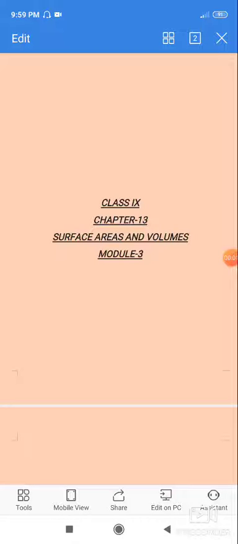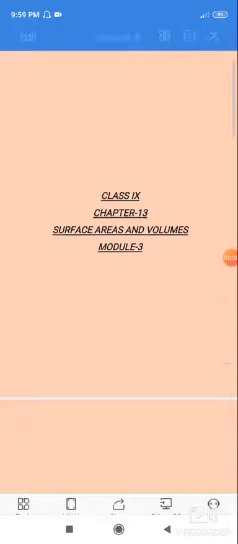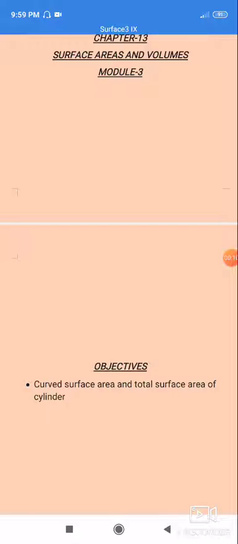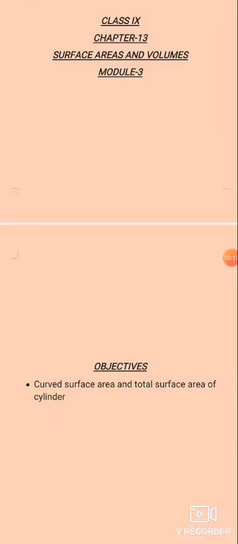Class 9, Chapter 13, Surface Areas and Volumes, Module 3. Objectives. In this module, you will learn about curved surface area and total surface area of cylinder.